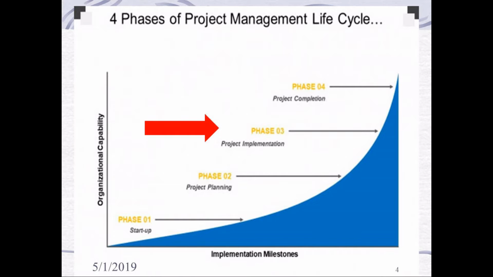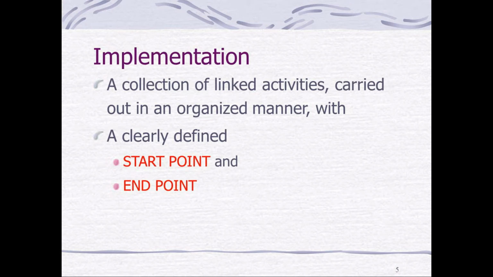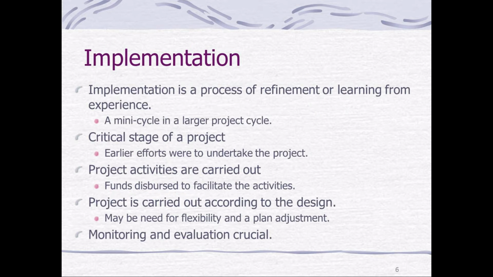See the red arrow. So implementation is a collection of linked activities carried out in an organized manner with a clearly defined start point and end point. Implementation is a process of refinement or learning from experience. It's a mini cycle in a larger project cycle. It's a very critical stage of a project.